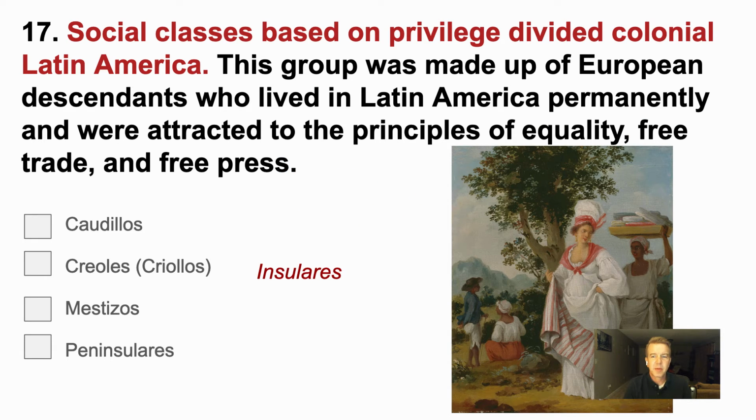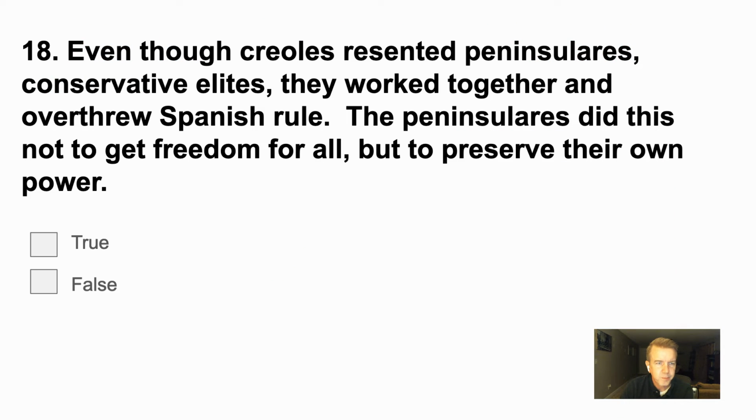Okay, this social class, based on privilege, divided colonial Latin America. This group was made up of European descendants who lived in Latin America permanently and were attracted to the principles of equality, freedom, free trade rather, and free press. These are the Creoles or Criollos. This is sometimes referred to as Peninsulares and Insulares, folks who were descendants of Peninsulares born in the New World, especially called Insulares if they moved back to Europe later on.